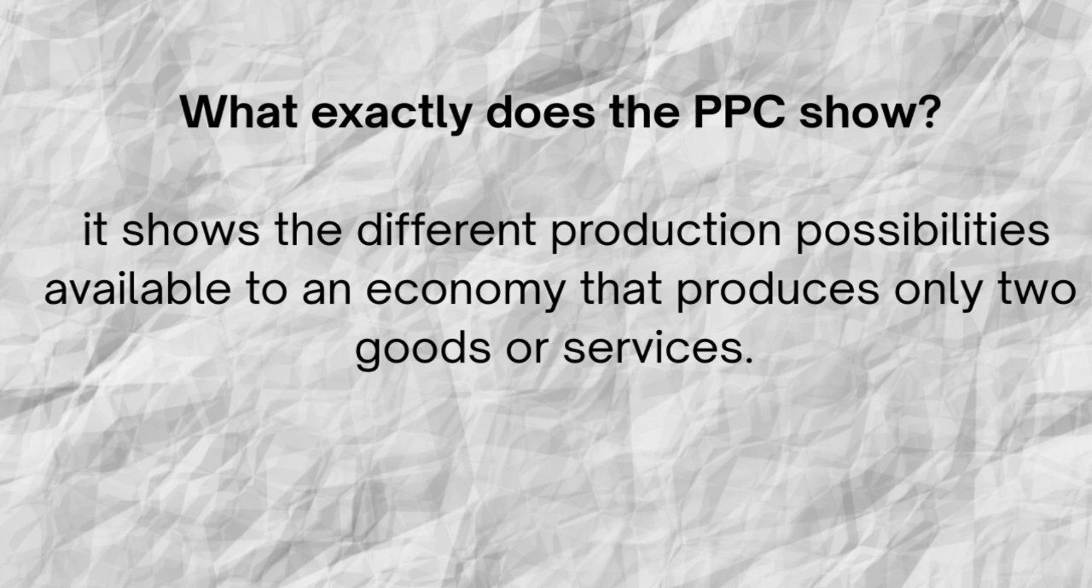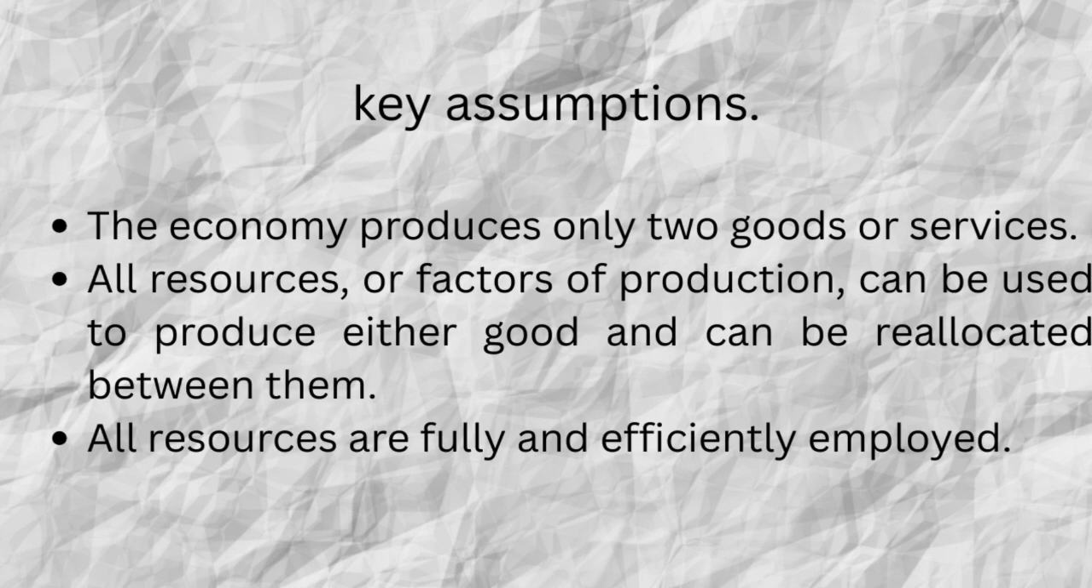So, what exactly does the PPC show? Well, it shows the different production possibilities available to an economy that produces only two goods or services. In other words, it illustrates the trade-offs an economy faces. These possibilities are represented on a diagram. Of course, in real life, economies produce thousands of goods and services. However, by reducing the model to just two, we can focus on the core economics ideas and make the analysis much simpler.